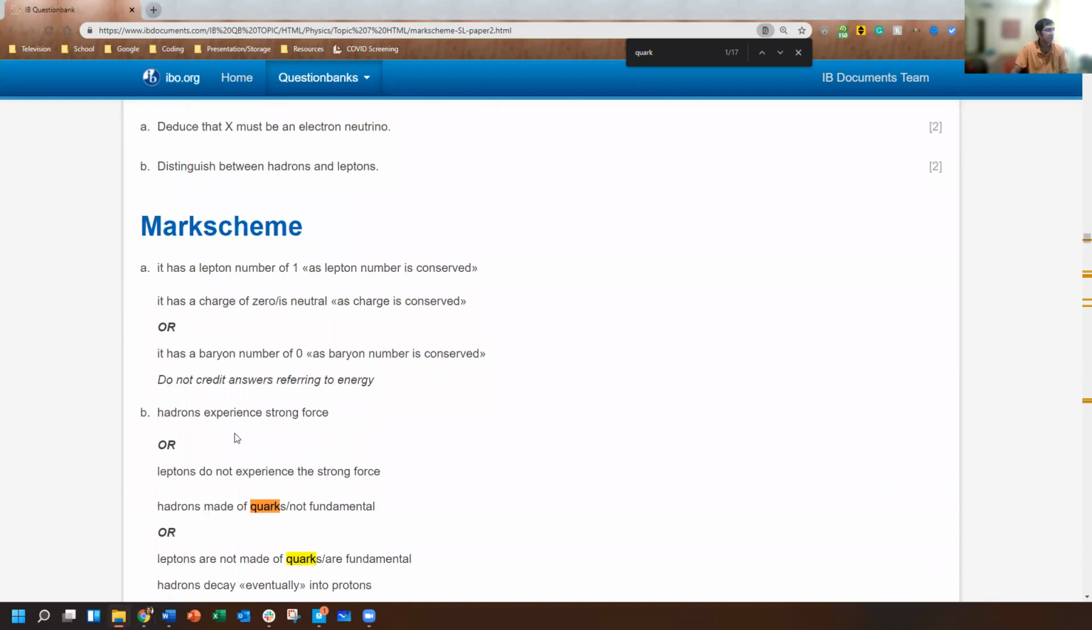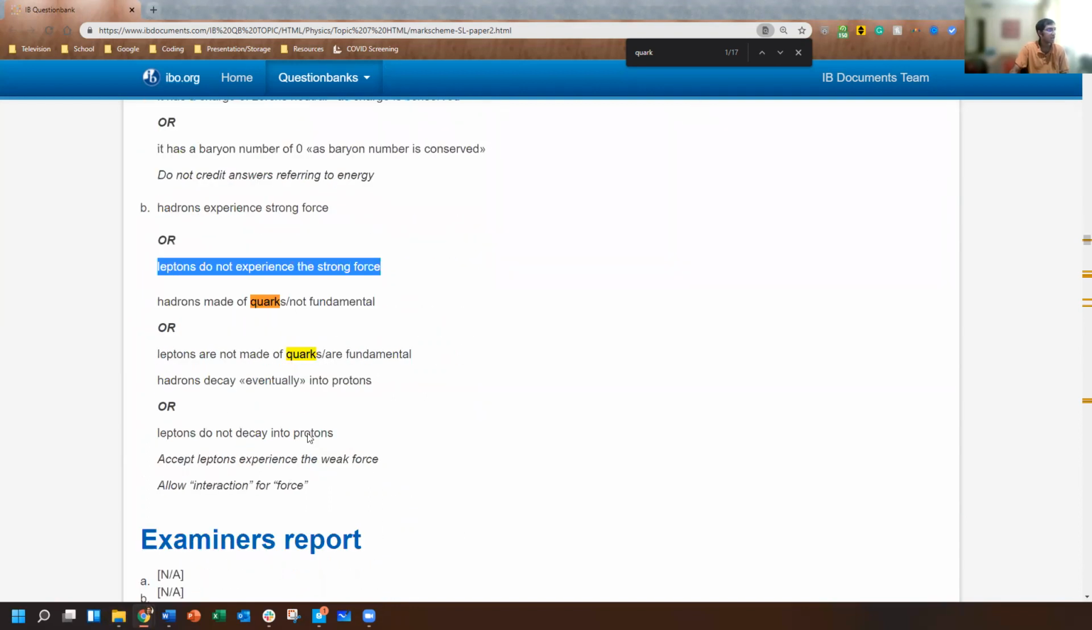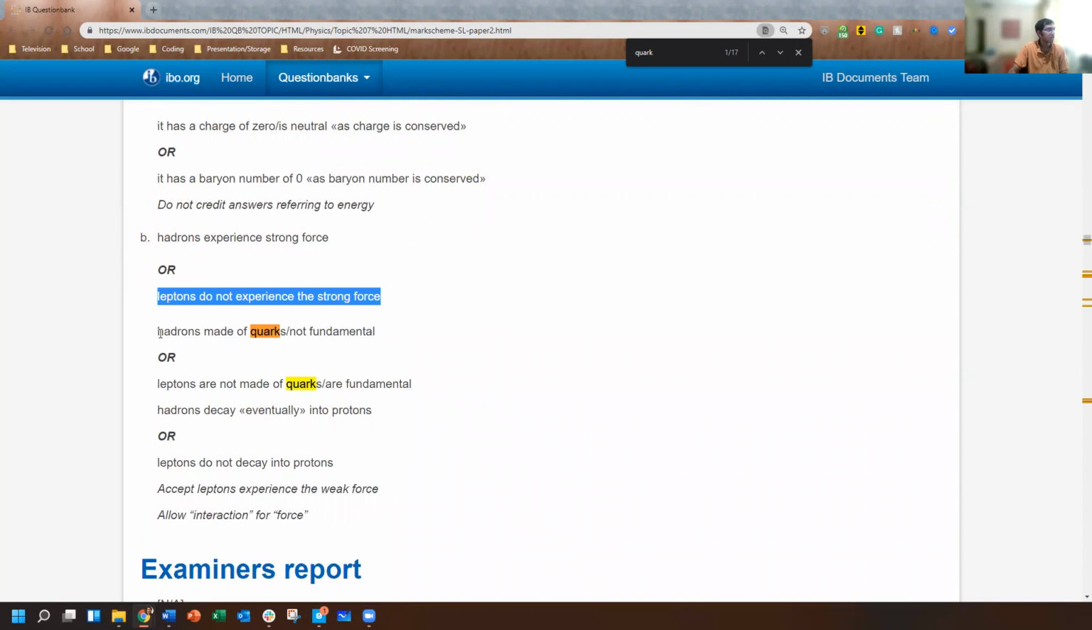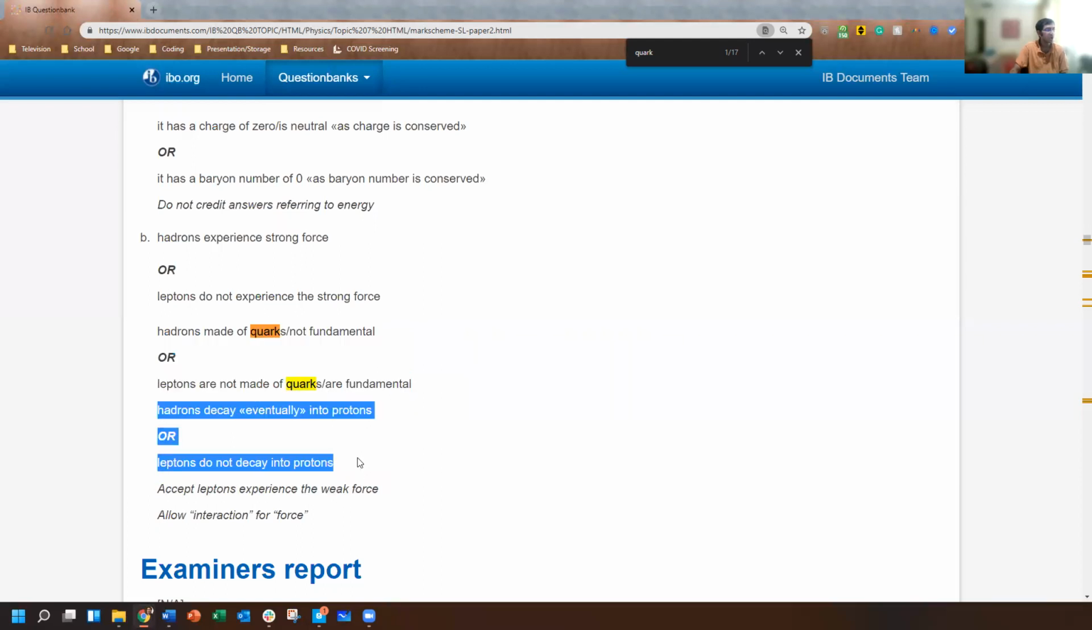Let's see. So hadrons experience the strong force, as we said, and leptons do not experience it. That's the first mark. And then the second, hadrons are made of quarks, are not fundamental, exactly, and leptons are not made of quarks, are fundamental. Good, as we said. And then, I don't know if it's 3 marks. I don't know how the marks are distributed, but we got the first 2.